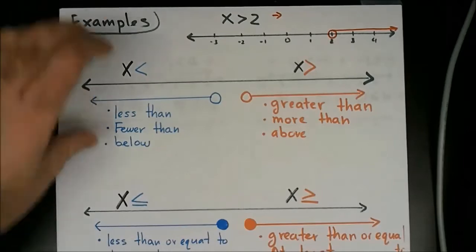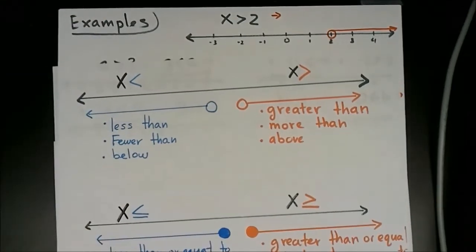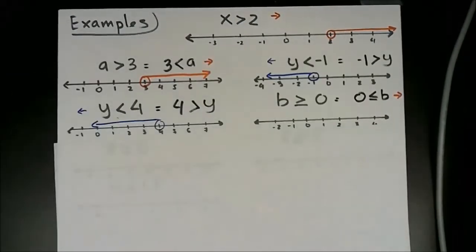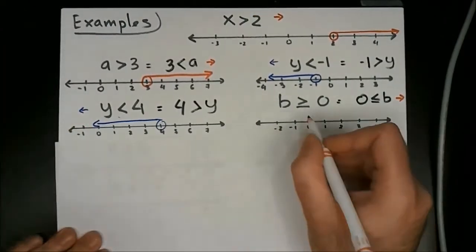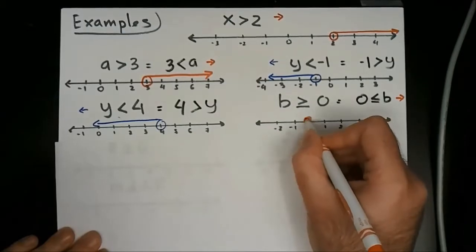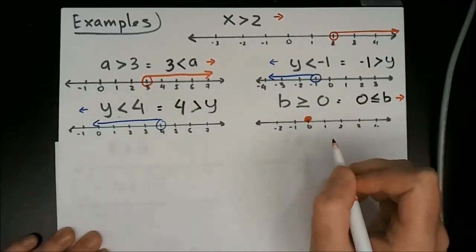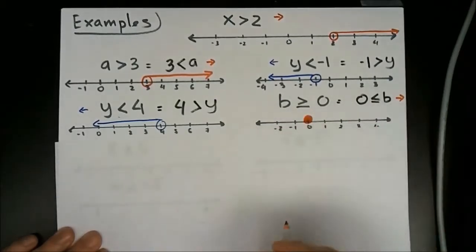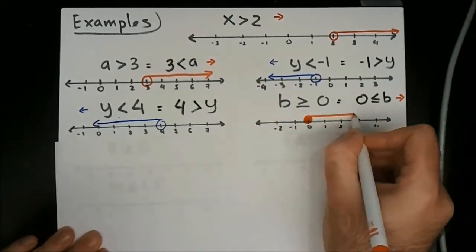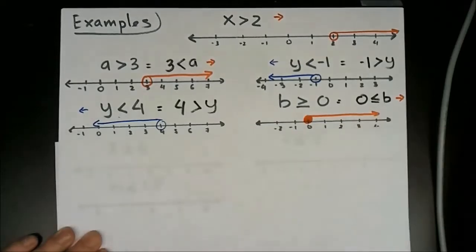Closed circle, hopefully someone said. Again, because it's equal to, my starting point is included. So I do a closed circle, or a shaded in circle, at the 0. You can make it a little bigger if you wanted to. And then heading in the right direction.